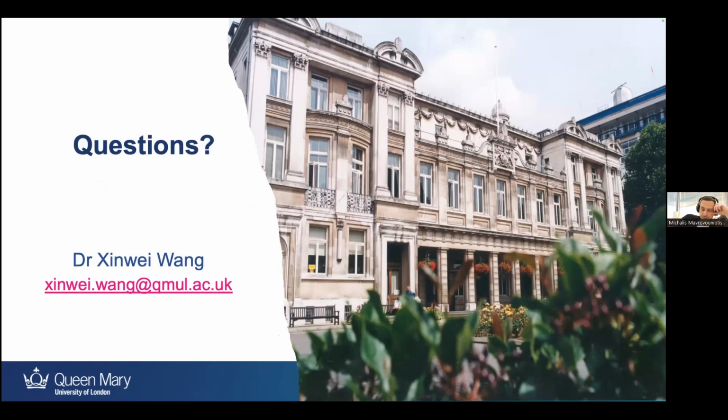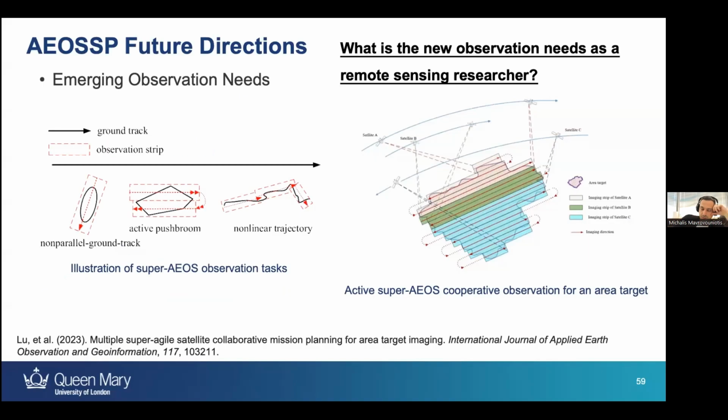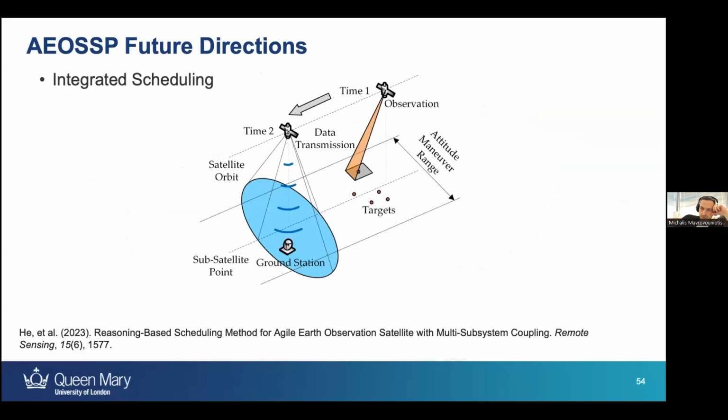Okay, so I have some questions. For your future directions, you spoke about integrated scheduling. Integrated scheduling, you mean on board the satellite? Yeah, you mean for this slide? Yes. Yeah, in this case, what I mean is that we need to consider both the observation and the data download scheduling problem together to make the scheduling problem integrated. And in this direction, we only focus on the satellite.